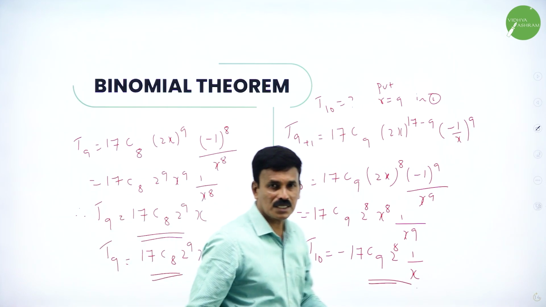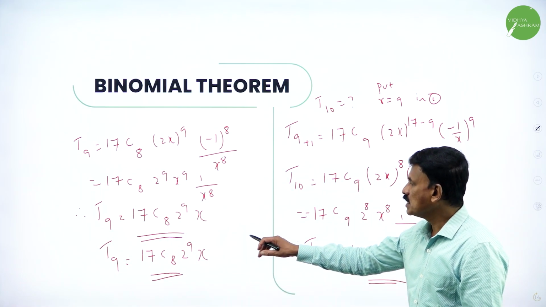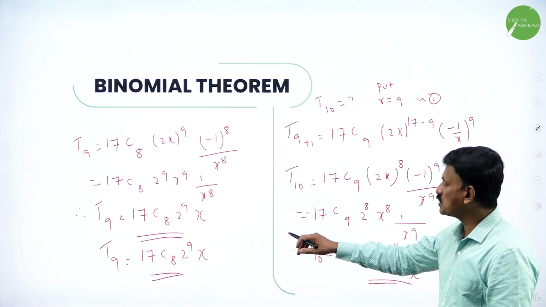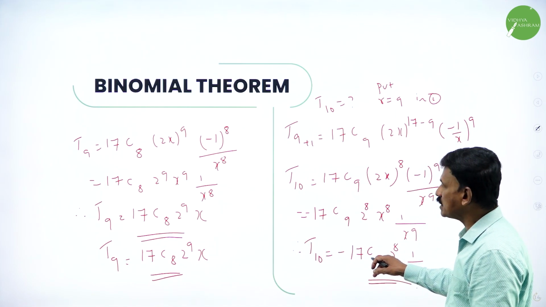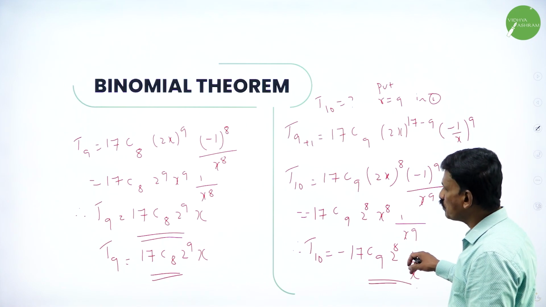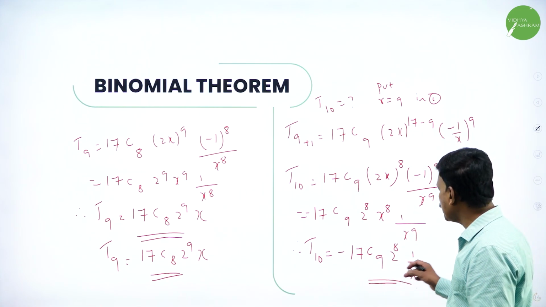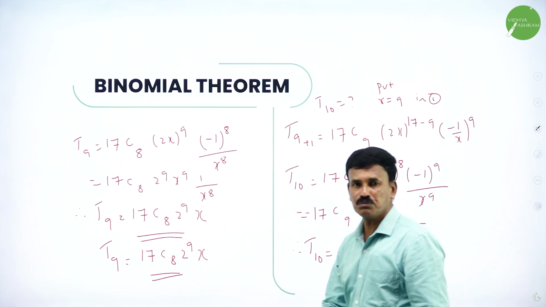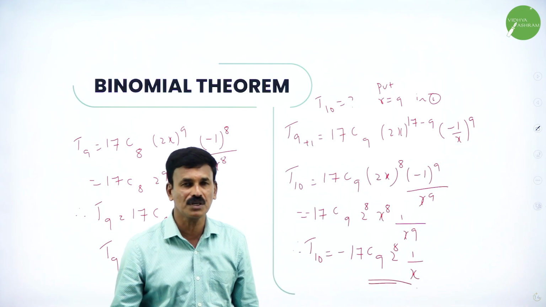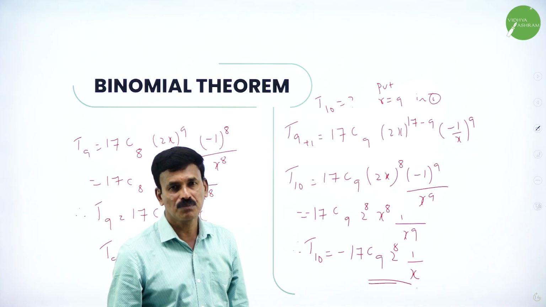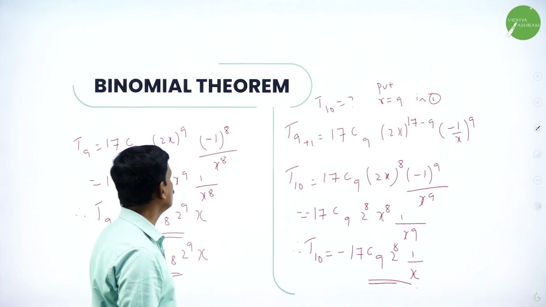So the ninth term in the expansion is 17C8, 2 raised to 9 and x. The 10th term is minus 17C9, 2 power 8 into 1 by x. So the 9th and the 10th terms are the two middle terms. Very important for 5 marks, right? Hope you followed. Now move on to a similar type problem.